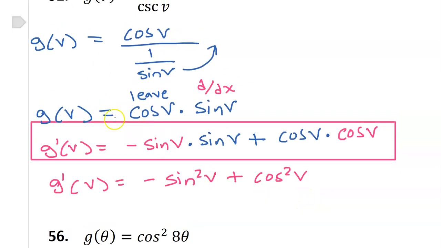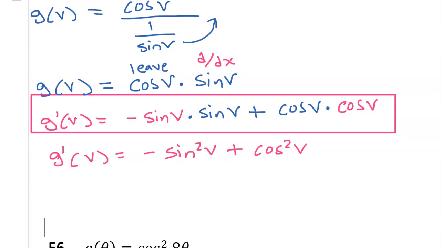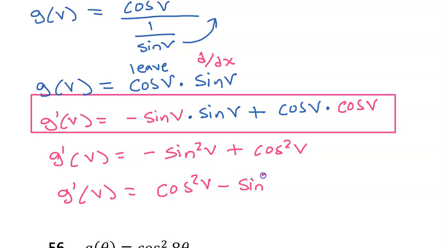Now, if I swap these terms, you might recognize this as an identity that you should have memorized. So just reversing the terms, I have cosine squared v minus sine squared v. Does this look familiar? It should.